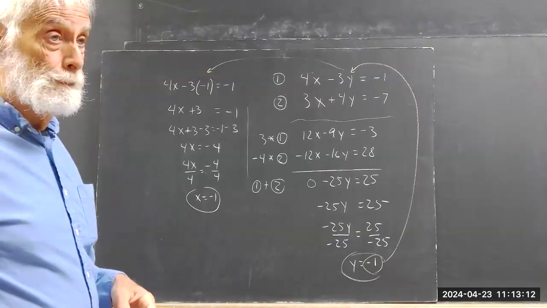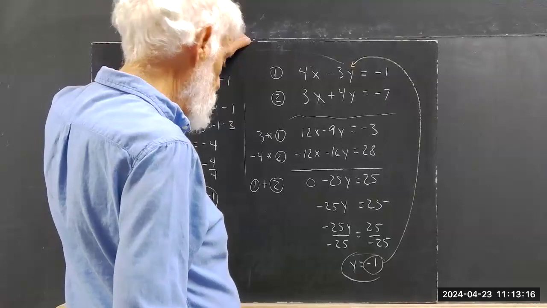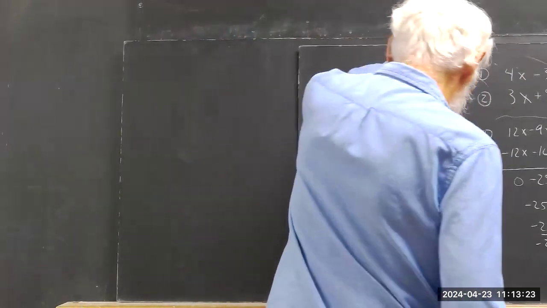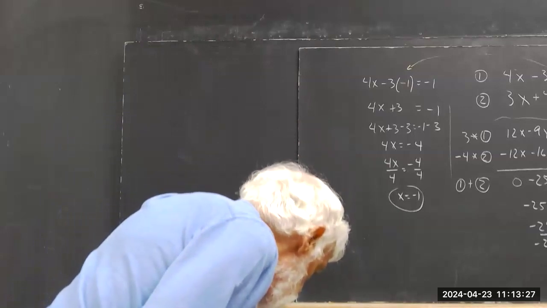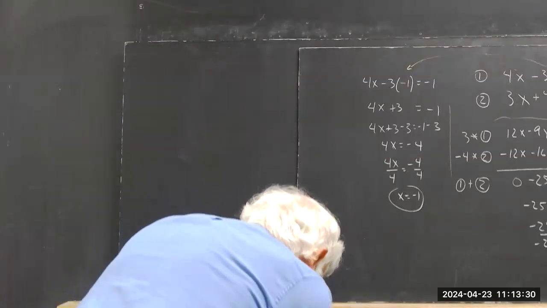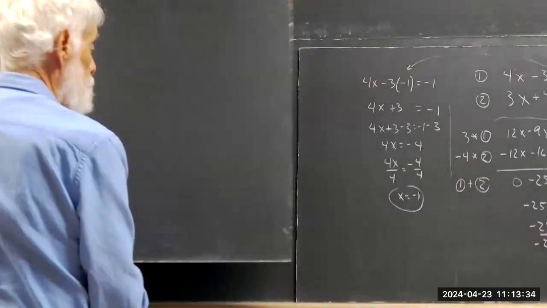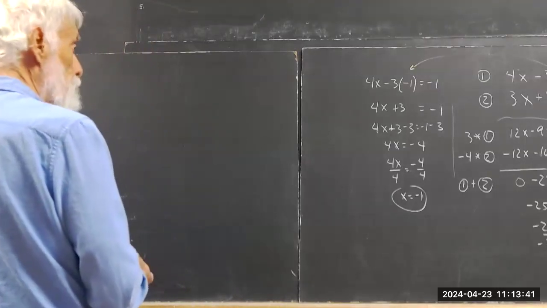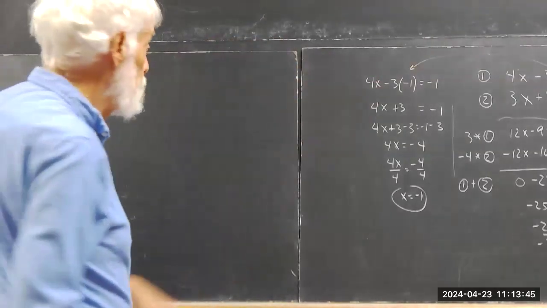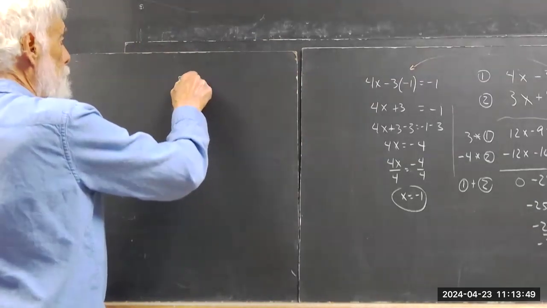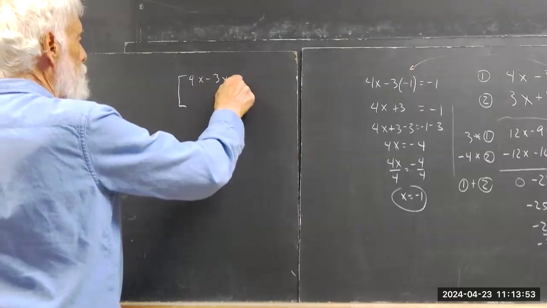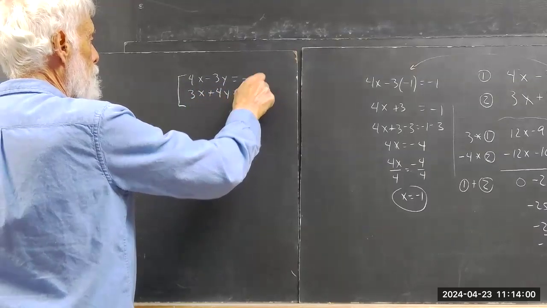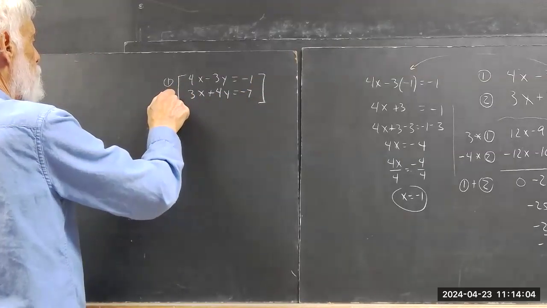Now, we're going to do this just a little differently, in a little more organized fashion. Okay, so same system of equations, but I put them in brackets. And I label the equations 1 and 2.